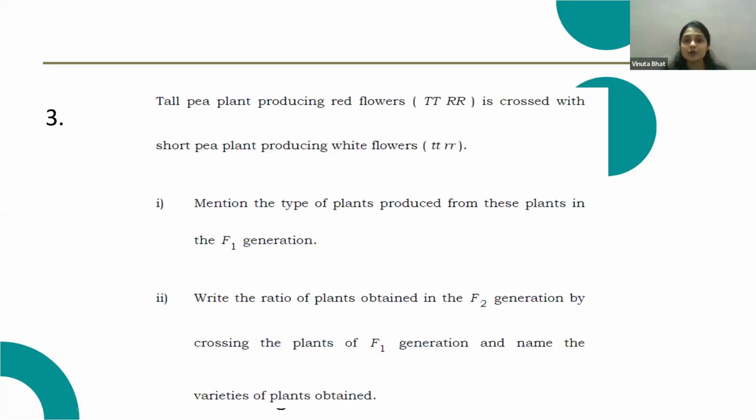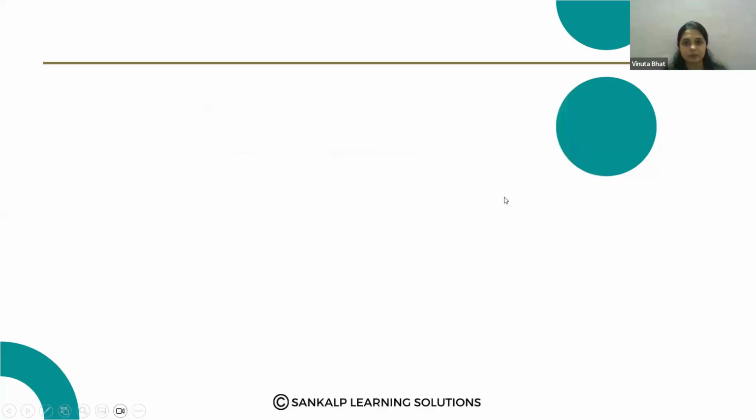A tall pea plant producing red flowers is crossed with the short pea plant producing the white flowers. Mention the type of plants produced from these plants in the F1 generation. Write the ratio of plants obtained in the F2 generation by crossing the F1 generation and name the varieties obtained here.